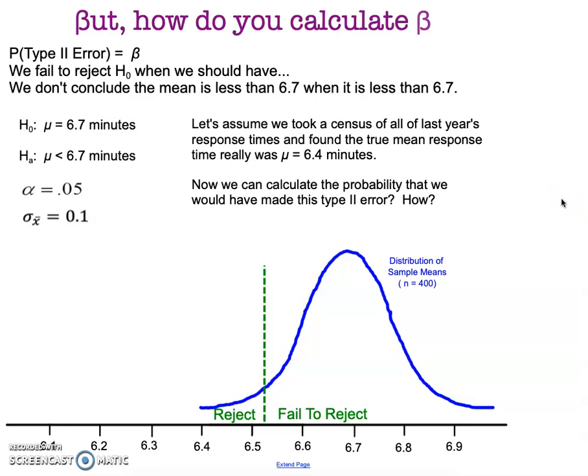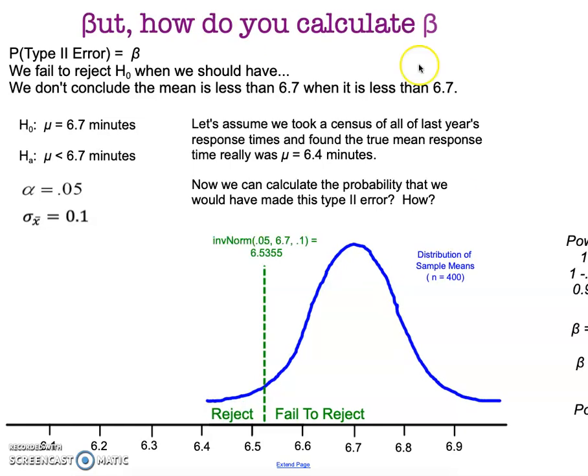Well, here's the graph again. Pause for a second, see if you can put the pieces of this complex puzzle together. Okay, let's calculate beta. The blue graph, blue distribution, sample size 400. Remember, it's the mean of those 400 is somewhere on this graph. Here's the critical value. It came from the null hypothesis. Reject is on this side. Fail to reject on this side.